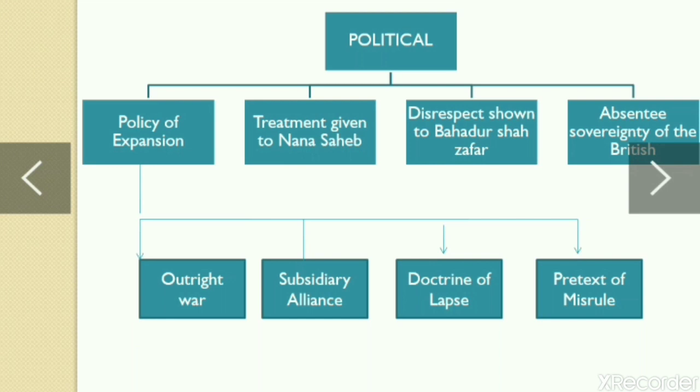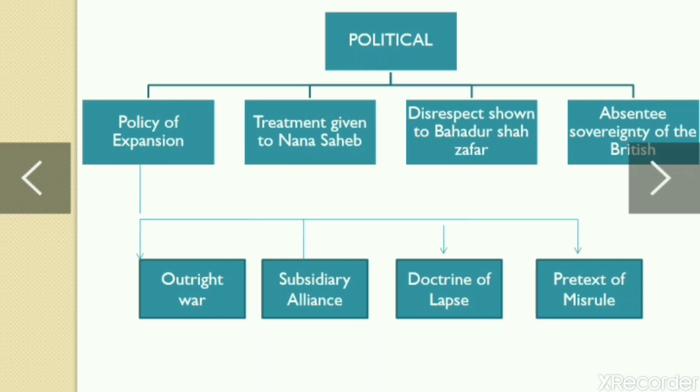Those ways or paths were outright war, subsidiary alliance, doctrine of lapse, and pretext of misrule. Now, outright war. The first policy adopted by the British was outright war, in which they used to fight battles directly with their opponents. Simply, they used to do battle with each other, one on the winning side and the other on the losing side, who lost the war. Some examples of outright wars are the War of Buxar, Anglo-Mysore War, Second Anglo-Sikh War, etc.